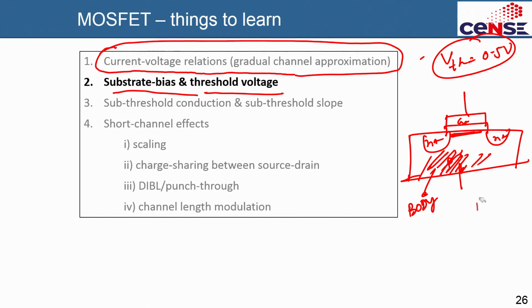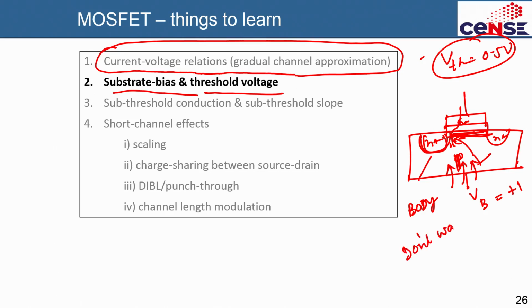Please remember that if you have a p-type substrate, which means this is an n channel device, and you apply a Vb which is positive, then this n plus and p junction will be forward biased. If it is forward biased, there will be a lot of current injection here, and that current will go and come out through the gate, or it will contribute to the channel, which is what we do not want.